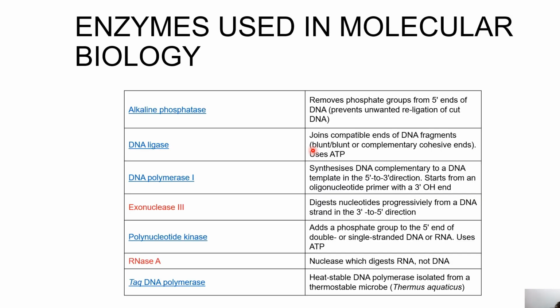Okay. So if you talk about alkaline phosphatase, which is what the question was actually about, see, these are the basic functions of these different enzymes that we use in molecular biology. Alkaline phosphatase removes phosphate groups from 5' ends of DNA. It prevents the unwanted religation of cut DNA. Then DNA ligase joins compatible ends of DNA fragments, blunt or complementary cohesive ends. It uses ATP.